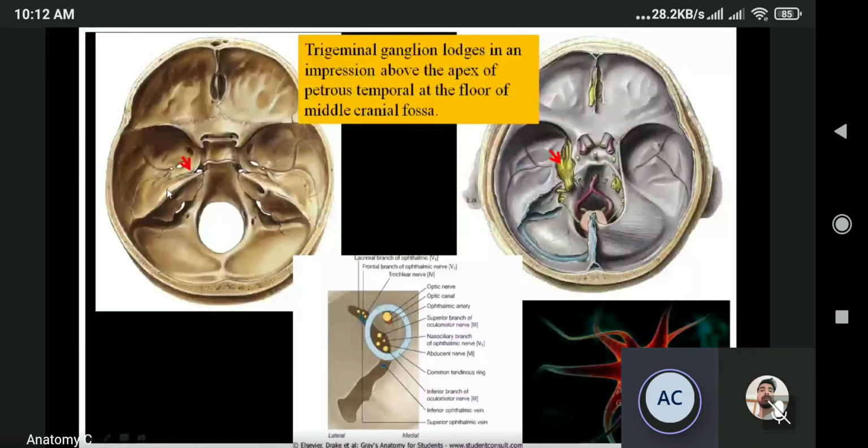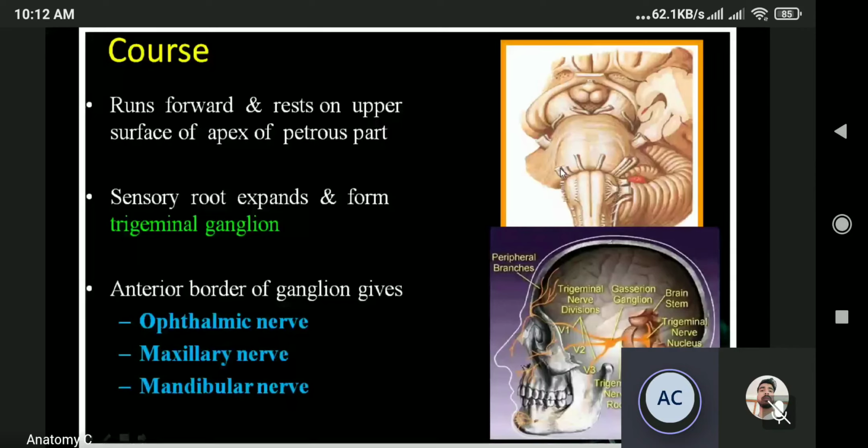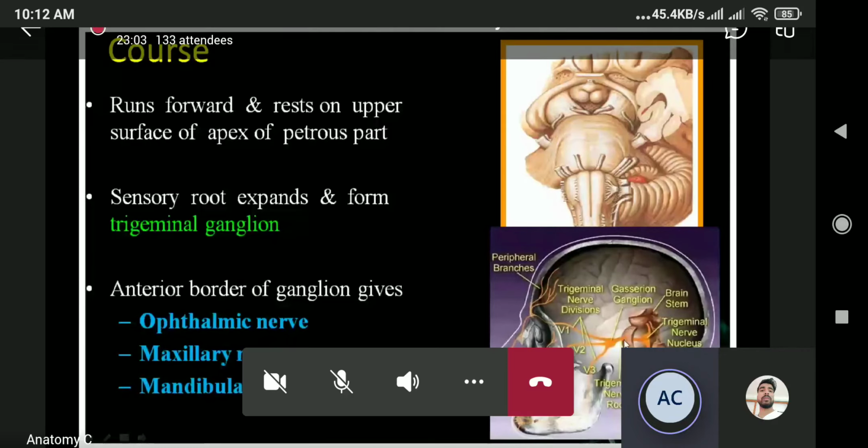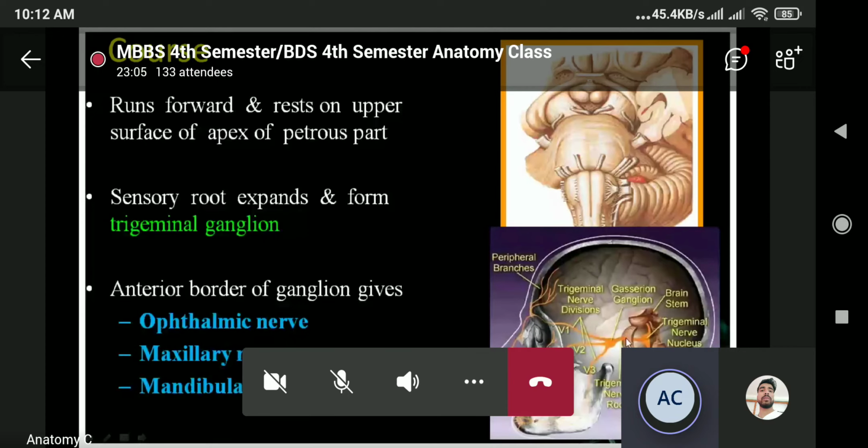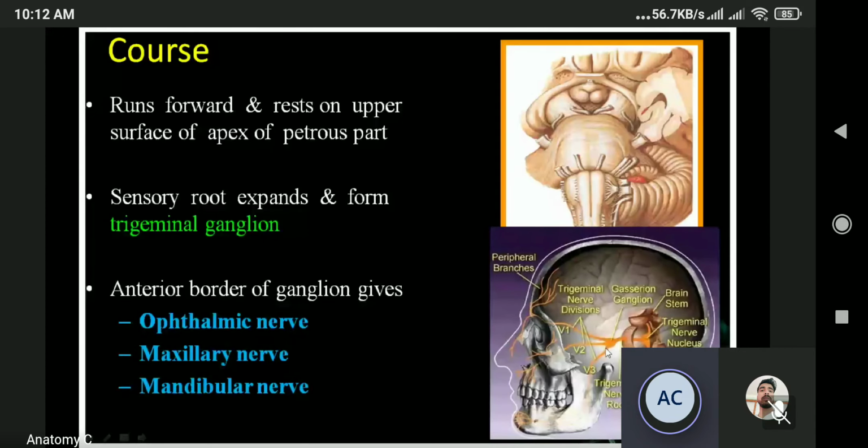Now you can see over here, this is the trigeminal ganglia. That means when it comes out from the ventral surface of the bones, the sensory root will expand and form the trigeminal ganglia. Now, from the anterior border of the trigeminal ganglia, V1, V2, V3 will arise. That is the ophthalmic, maxillary, and the mandibular nerve. Those will arise from the anterior border of those ganglia.